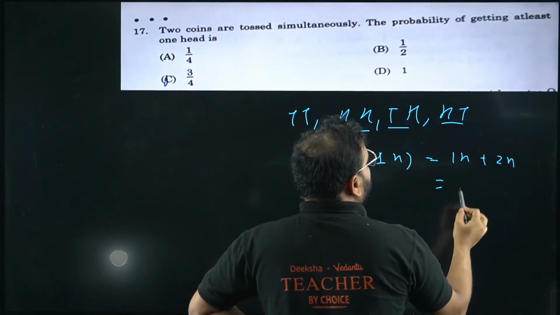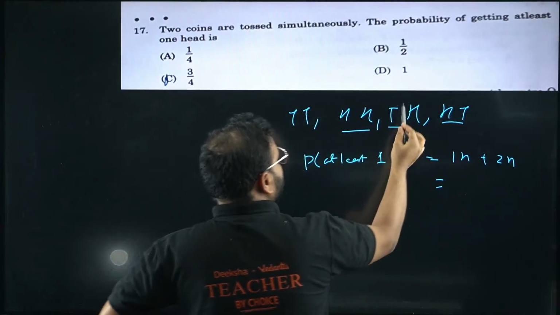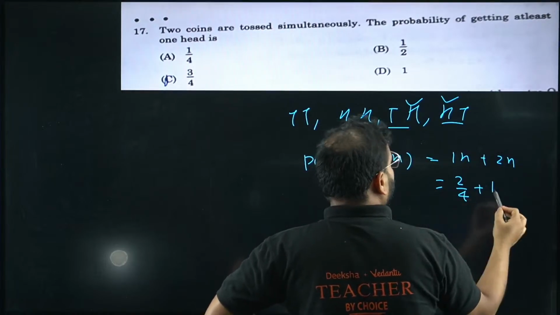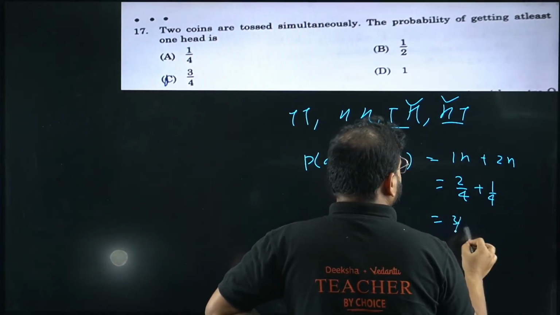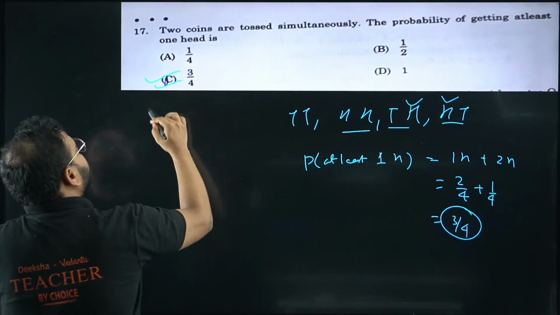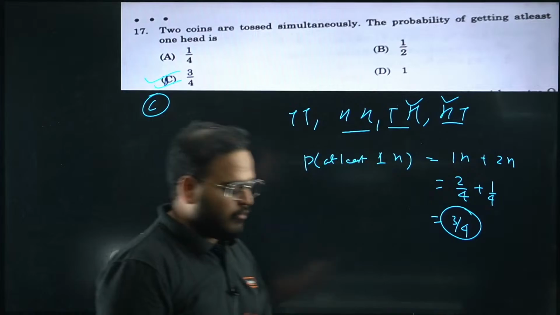What do I get, bacha? One head will come 2 times here. So 2 by 4 plus I get here 1 by 4. It means basically the answer is 3 by 4. Option C is right. 17th is done. Okay. Moving on now.